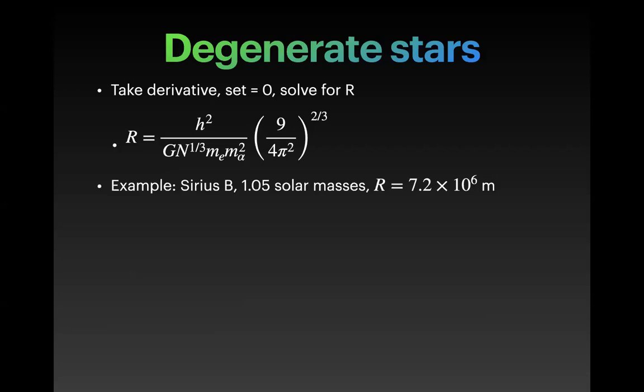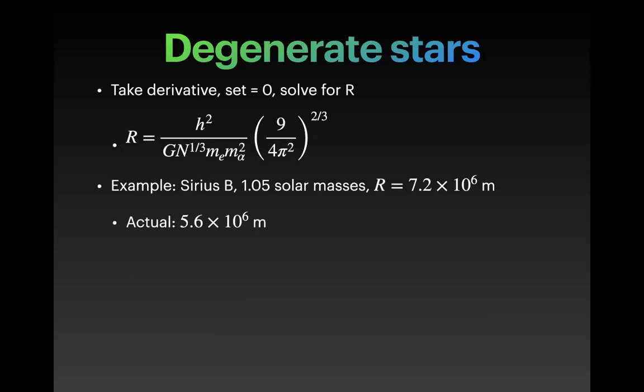So as an example, Sirius B is a white dwarf just barely bigger than the sun, 1.05 solar masses, and the radius you get for that is 7.2 million meters. So about 7,000 kilometers radius, right? So it's big, but it's not as big as the sun for sure. So that's the calculation, 7.2 times 10 to the 6 meters.